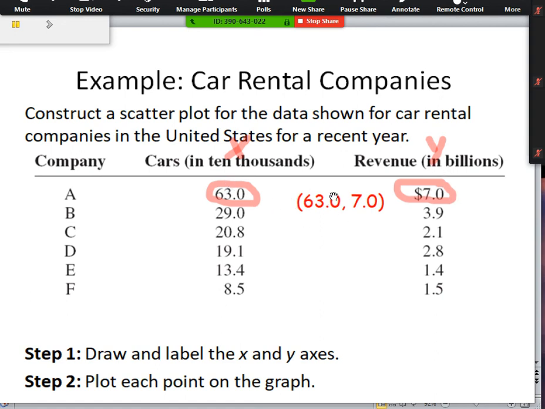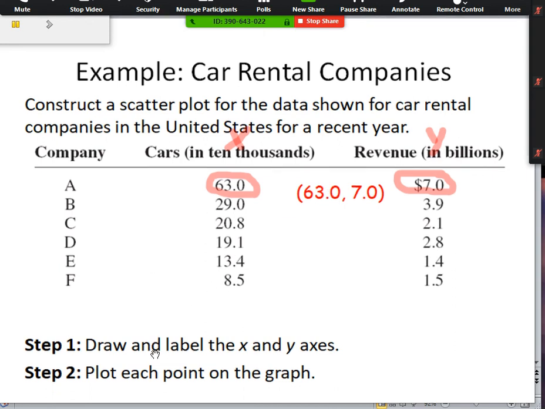So we're going to plot it like this: 63.0, comma 7.0. That's going to be this point that represents A right there. So first draw and label the X and Y axes, and then plot each point on the graph. My X's need to cover from 8.5 to 63, my min and my max. So I have to go at least from 8.5 to 63.